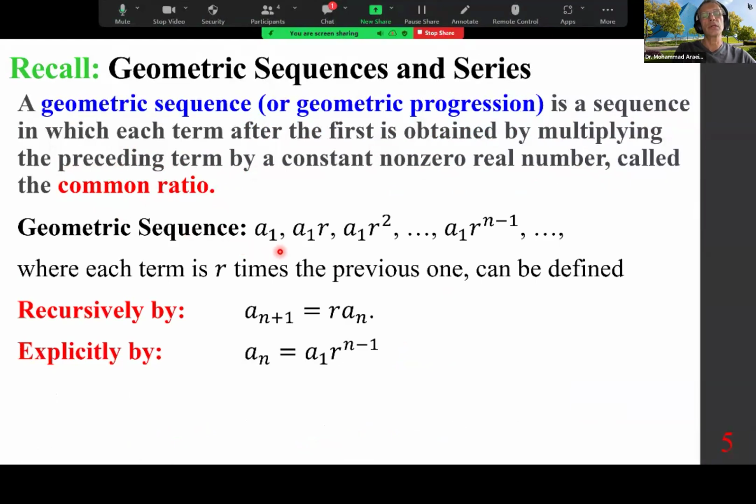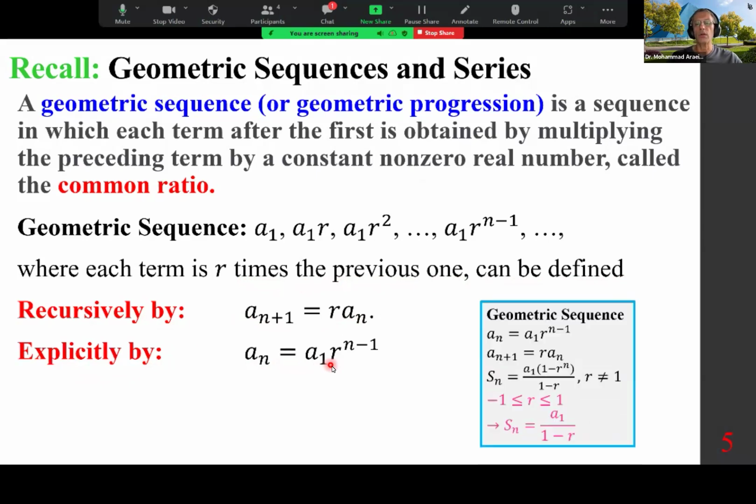A geometric sequence is in the form of a sub 1, a sub 1 r, all the way to the general term a sub 1 r to the power of n minus 1, where each term is r times the previous one. It can be defined recursively by a sub n plus 1 equals r times a sub n, explicitly by a sub n equals a sub 1 r to the power of n minus 1. And here's the synopsis of that.